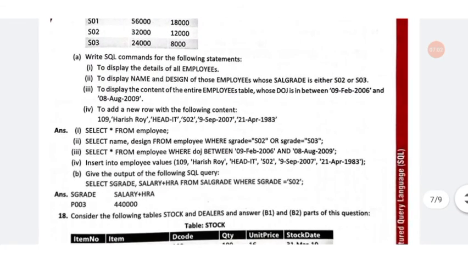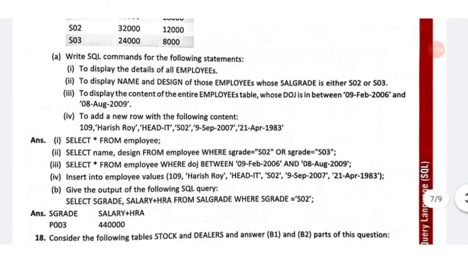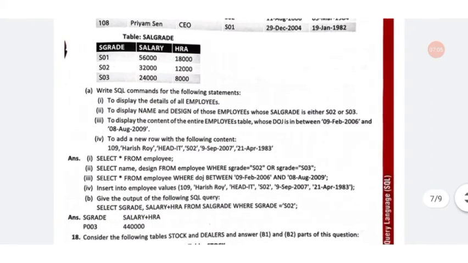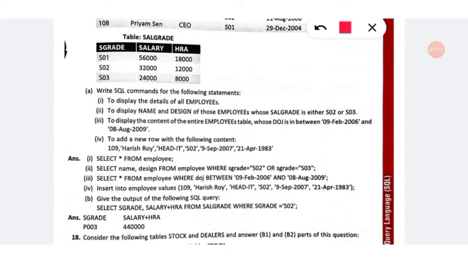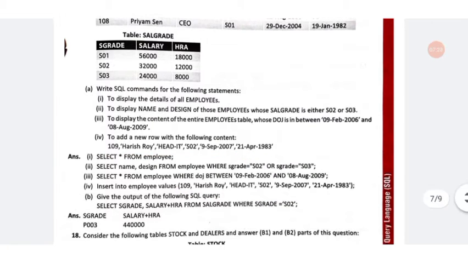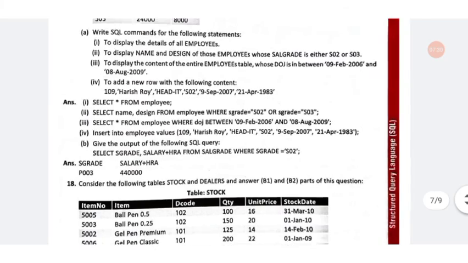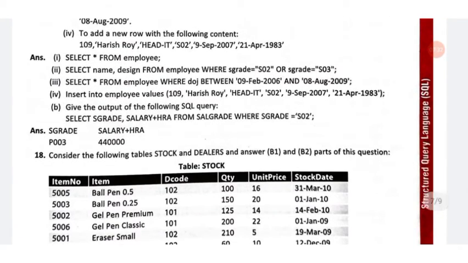Then to add a new row with the following content, just use the insert command. So insert into employee values, in brackets the values. Whatever values are given, write them as they are inside the bracket, then close the bracket, semicolon. Then give the output of the following SQL query.